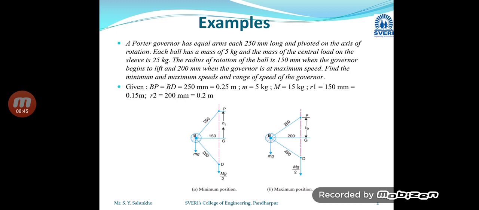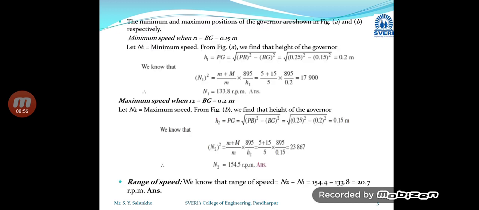Here you can see this diagram, the length of arms are same, that's why the angle made by these arms with the vertical line, that is the spindle axis, will be the same. That's why we are going to write this q as 1. So we can get this formula directly, we can use it when the arms are of equal length, that is N1 square is equal to (small m, that is fly ball mass, plus capital M, that is the central mass) divided by m into 895 divided by h1.